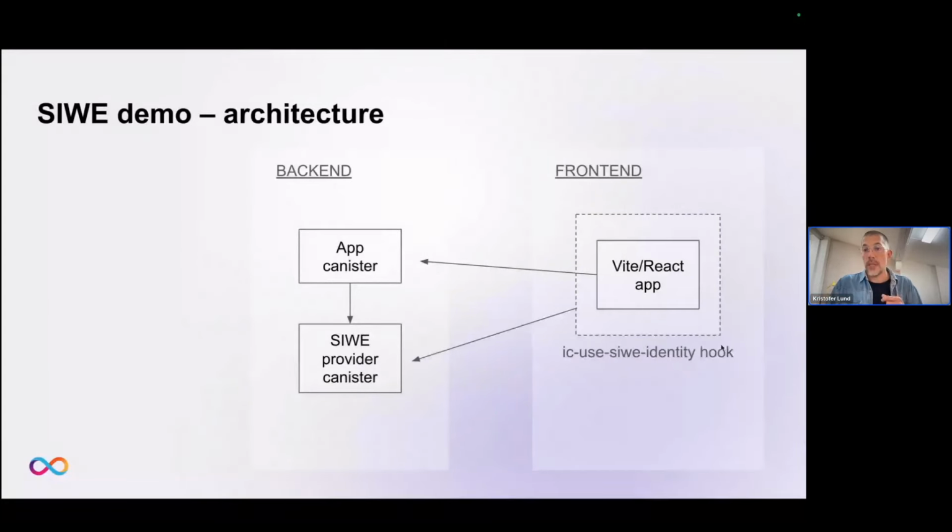And for the front end, the demo front end is a Vite and React application that uses the use SIWE Identity hook support library to make it easy in the front end to interact with the provider canister and generate this identity. And this hook is available on NPM, so the integration in the front end is also really straightforward.